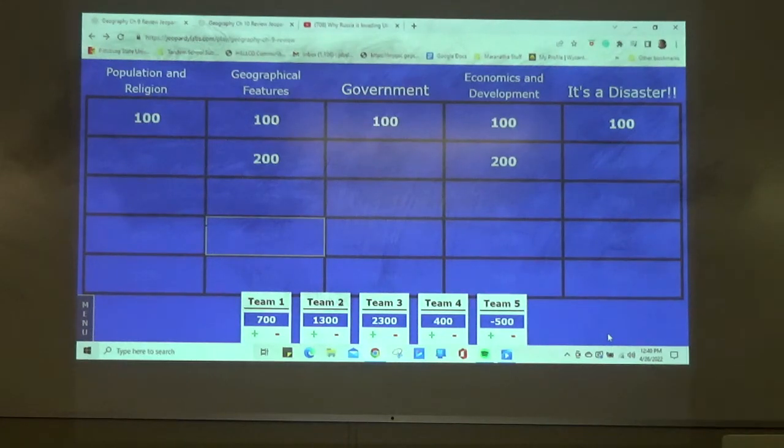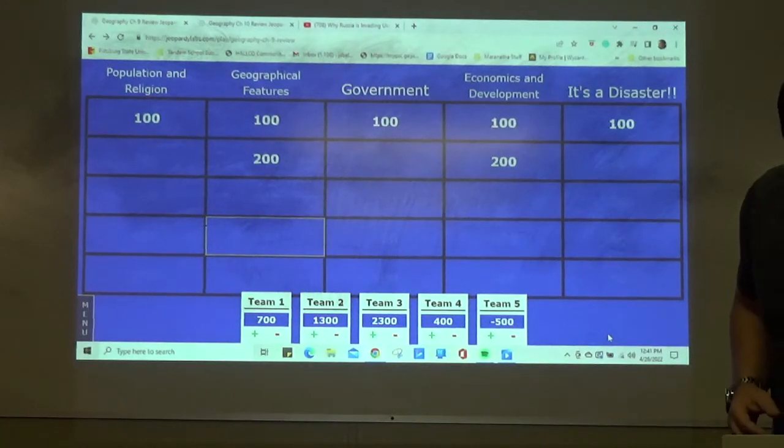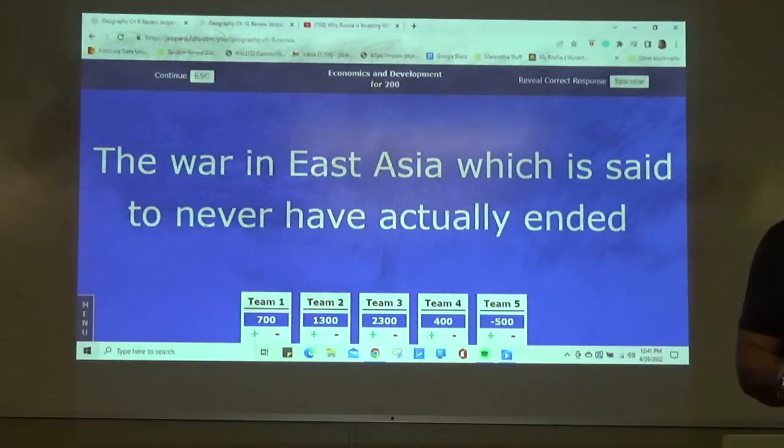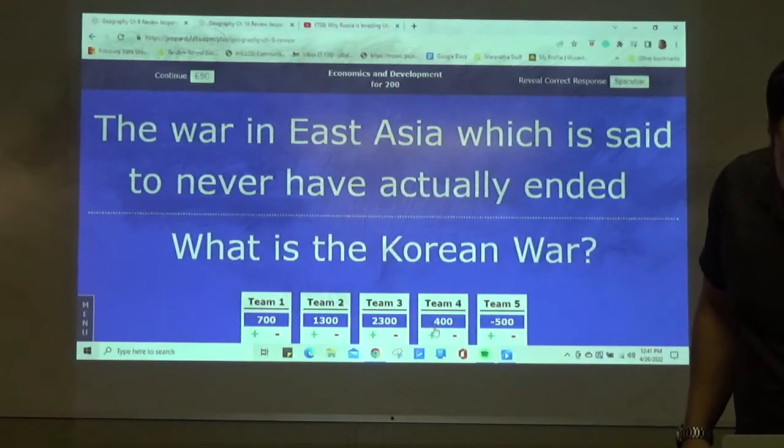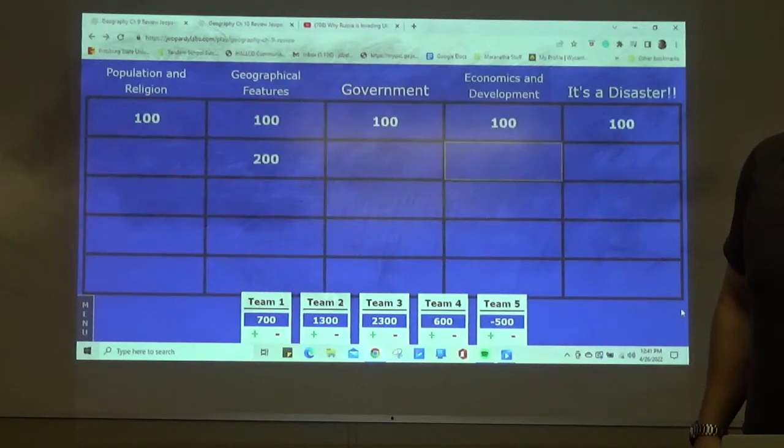Alrighty, it is Team 2's go. The war in East Asia, which is said to have never actually ended. Korean War. Very good. It's also known as the Forgotten War.